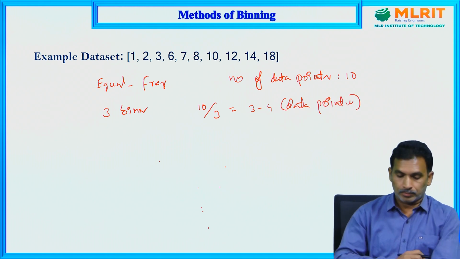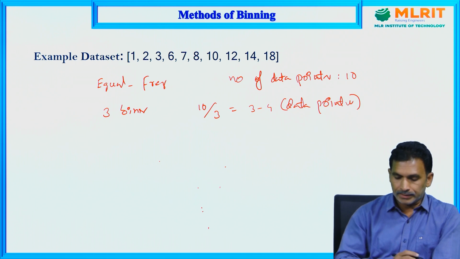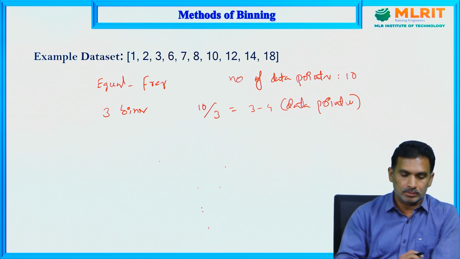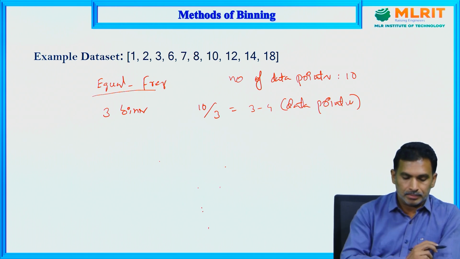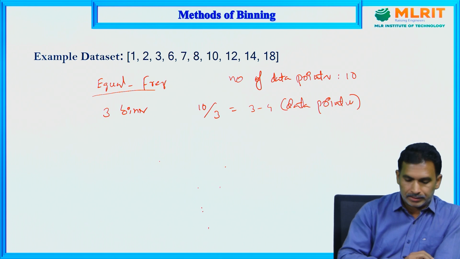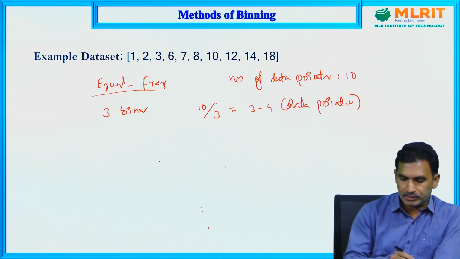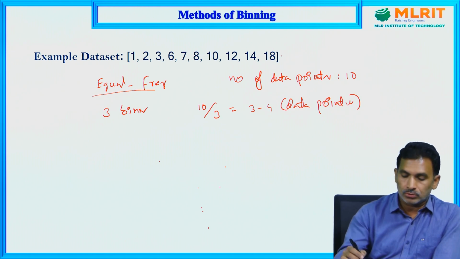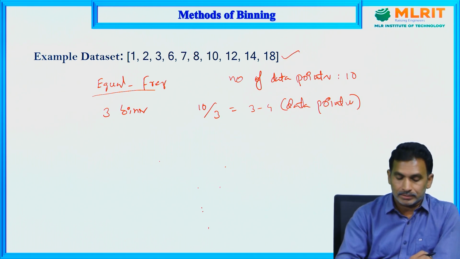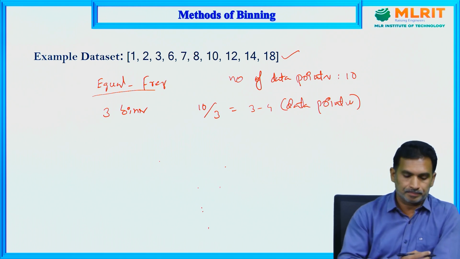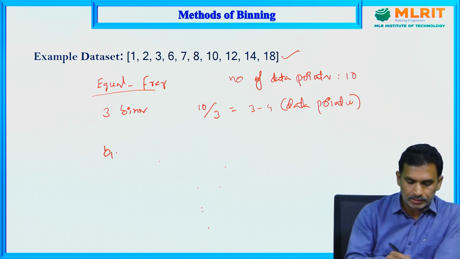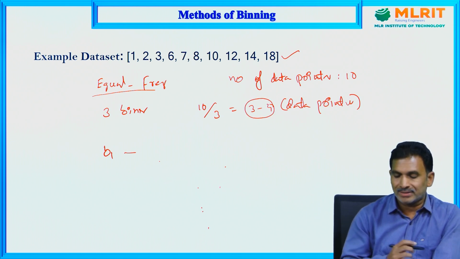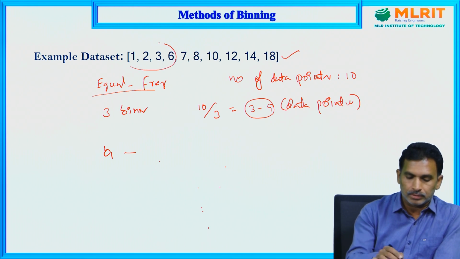So now let us divide the data set into 3 equal bins, that is binning based on equal frequency. We can keep 3 to 4 data points in each bin, but before that we need to sort this data set and then distribute among the bins. Because we have to keep 3 to 4 data points in each bin, let us first take 4 data points.